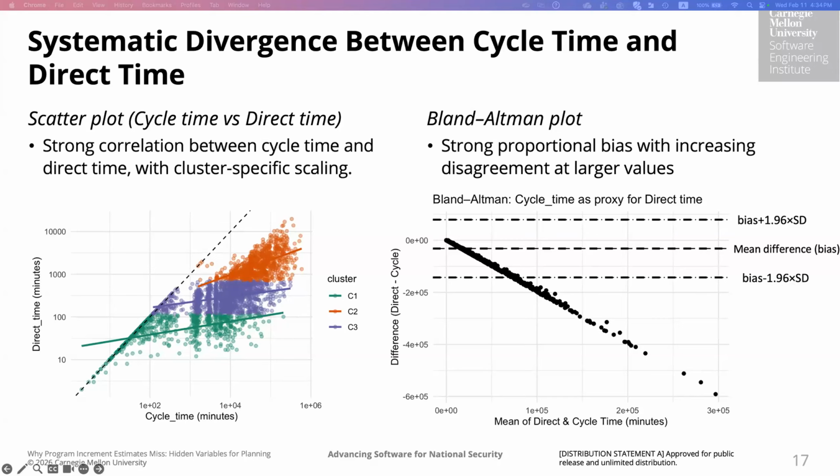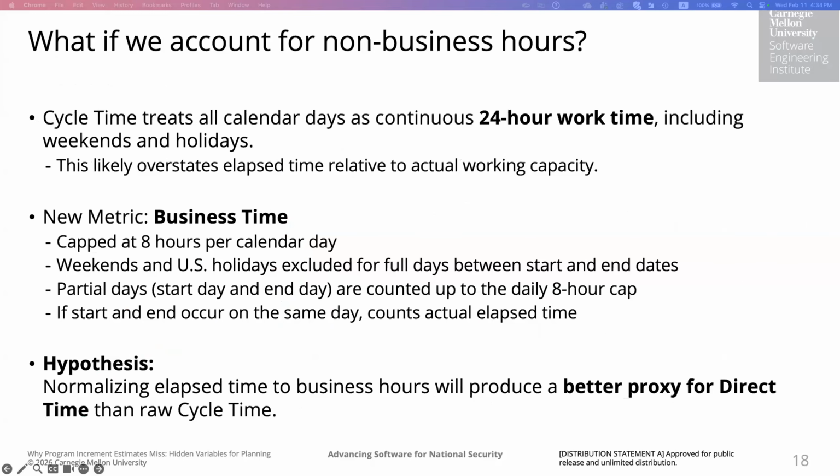We observe a very clear proportional bias. As task size increases, the disagreement significantly increases as well. The difference becomes increasingly negative, meaning that cycle time increasingly exceeds direct time for larger tasks. So this is not just random variation, it's a structured magnitude-dependent difference between these two measures.